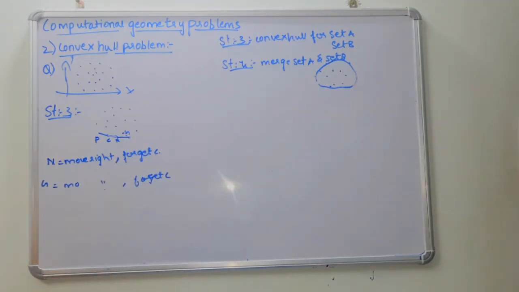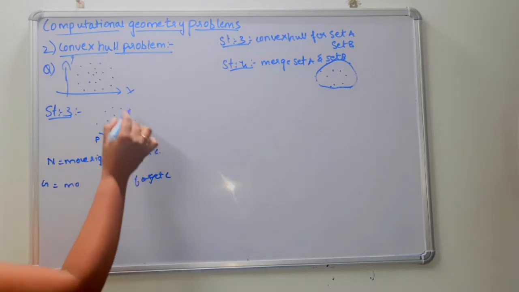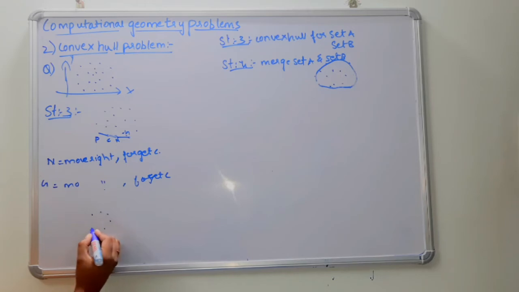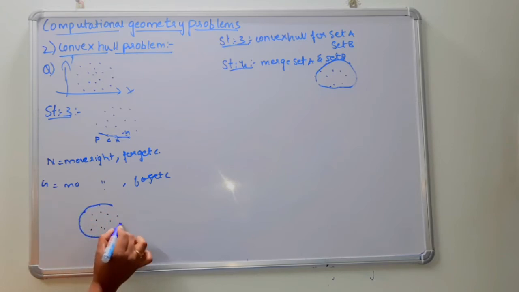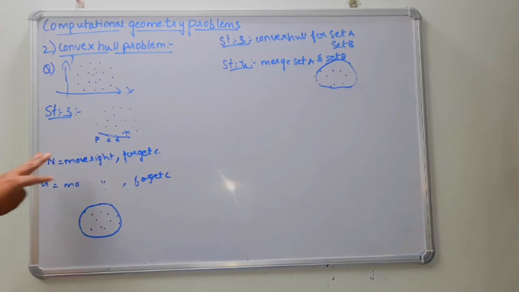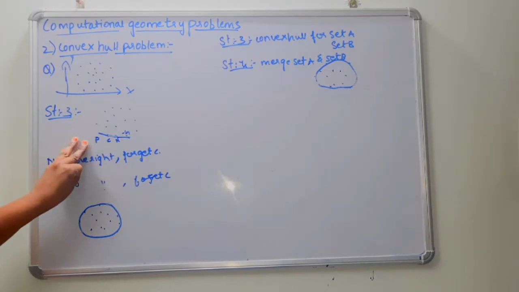As we process more and more points, we form a convex hull surrounding the n number of points present in the plane. How we form the convex hull, did you understand? So how we perform this step 3, have you understood?